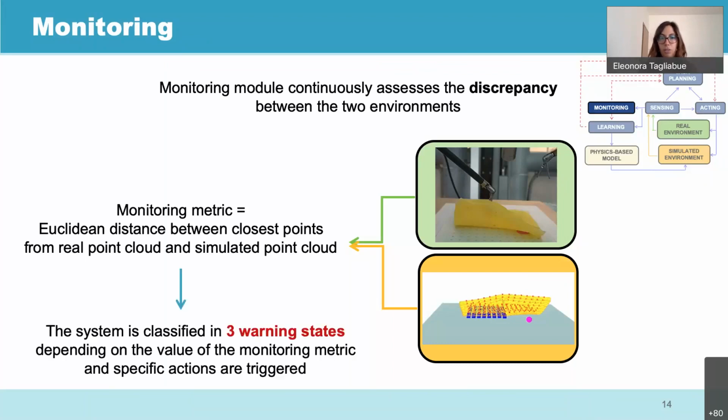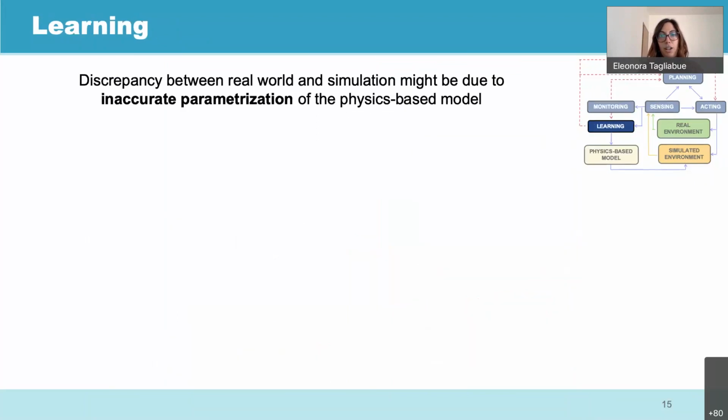Based on the value of this metric, the system is classified into 3 different possible warning states. Depending on the warning state in which the system is, we trigger specific actions or interventions. In particular, when the mismatch between the 2 environments is very high, it is possible that it is due to inaccurate parameterization of the simulation. In this case, we trigger the learning module to update the parameters.